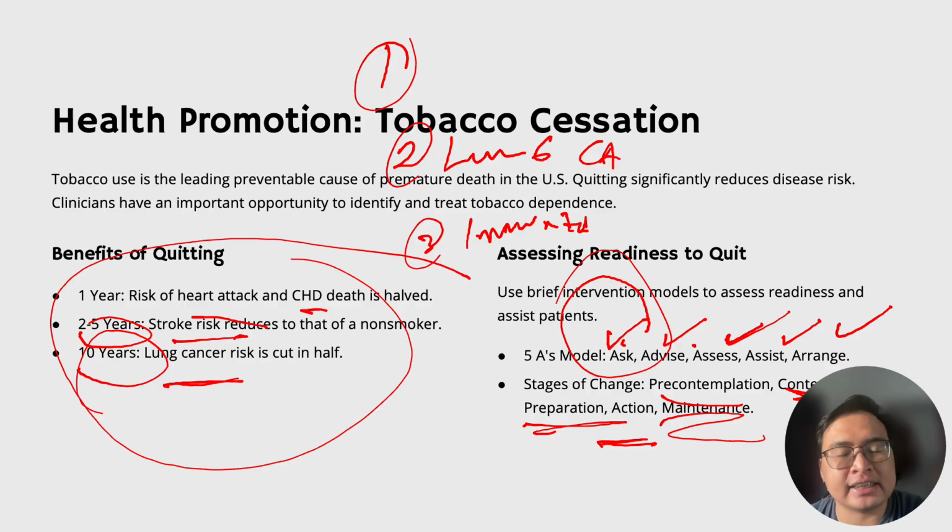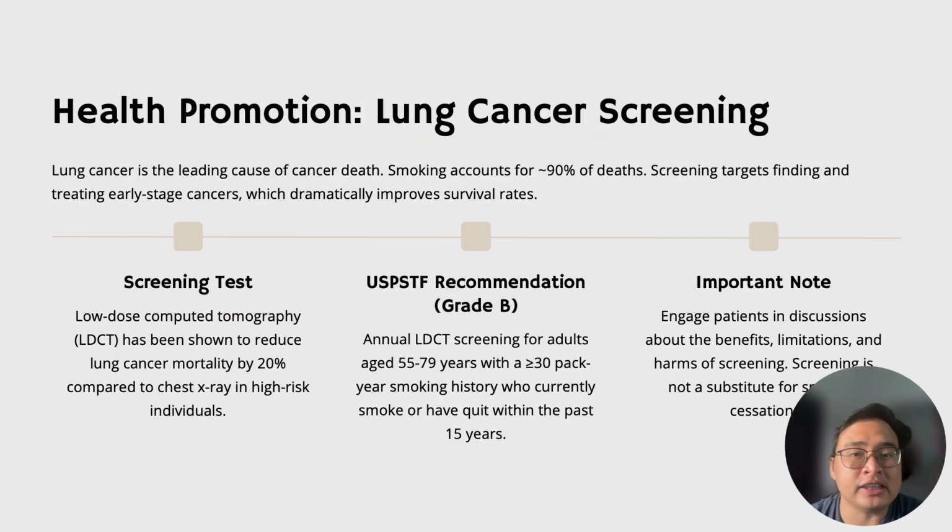Next is assess. Assess the patient's readiness. Are they ready to quit? Or do they have any hang-ups yet? Do they have a need for additional knowledge on a certain topic? Okay. And second to the last is assist. Assist the patient in making their plans, and lastly, arrange. So you could refer the patient to specific support groups, etc. Okay. So from smoking, let's now talk about lung cancer screening.